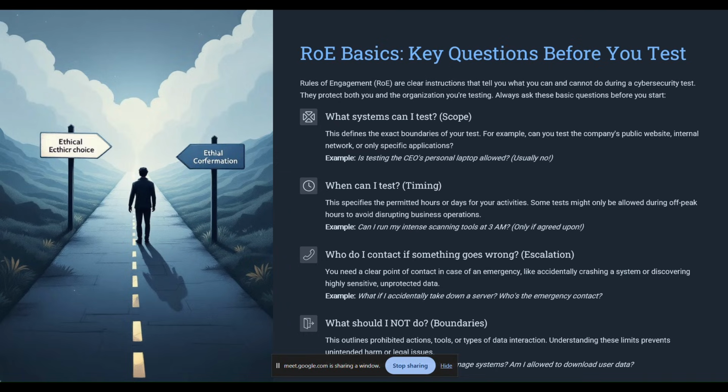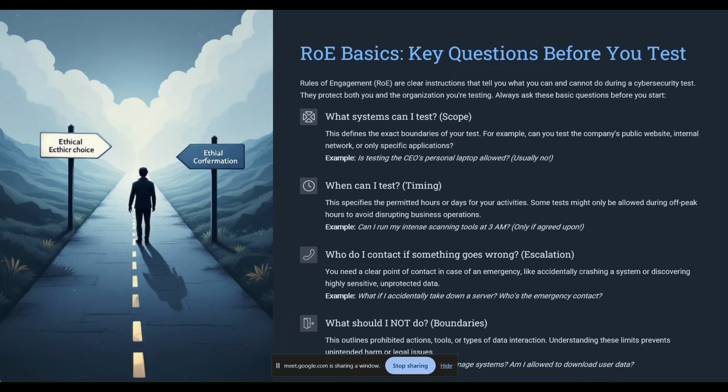These are the primary four questions. What can I test? This will define the exact boundaries of your testing. For example, can you test the company's public facing website, or is there any internal network in scope? If you find it, can you test on it? Are there only specific applications which are authorized, or what about the third party vendors which the company is using?